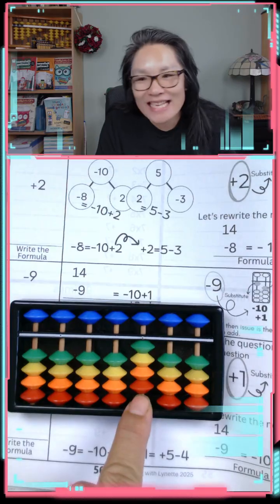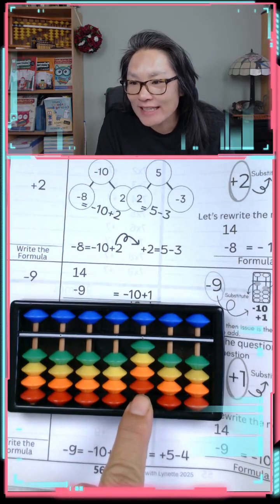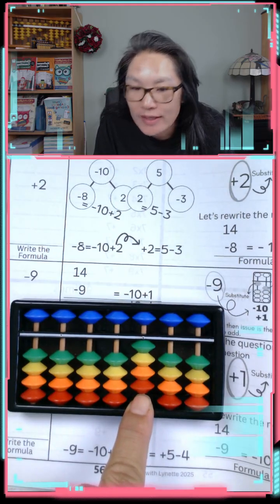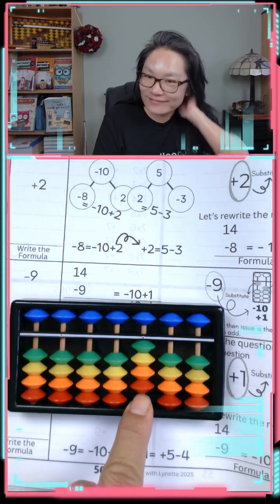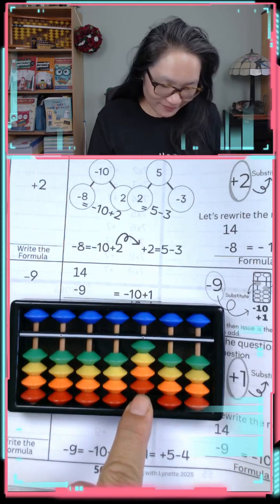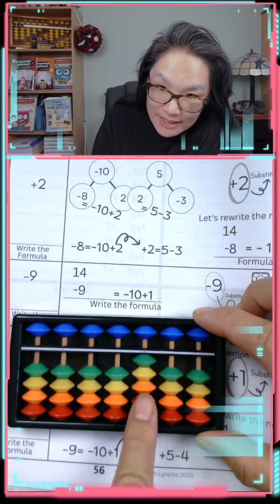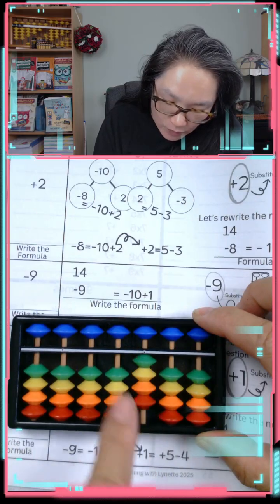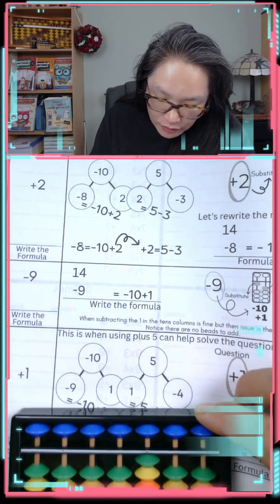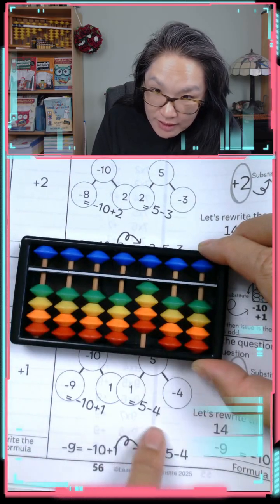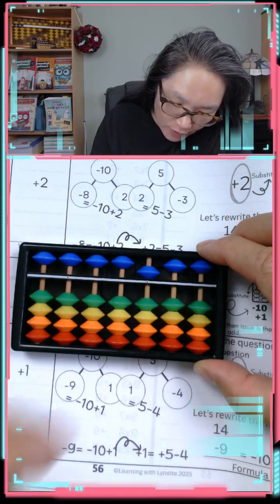This is the way. Yes, you're right. This is the way. And so we want to plus the 1. Because I don't have any more beads to add the 1, what do I do? I have to plus the 5. So here, I'm going to plus the 5, but I have to take away that 4.